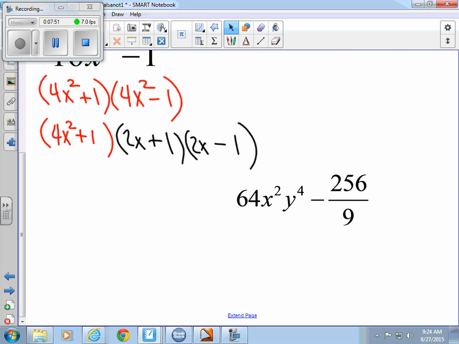Is 64 a perfect square? Is x squared a perfect square? So why is the 4th power a perfect square? Is 256 a perfect square? Yes, it is, isn't it? What's the square root of 256? Is 9 a perfect square? So I can do this. Does that make sense?